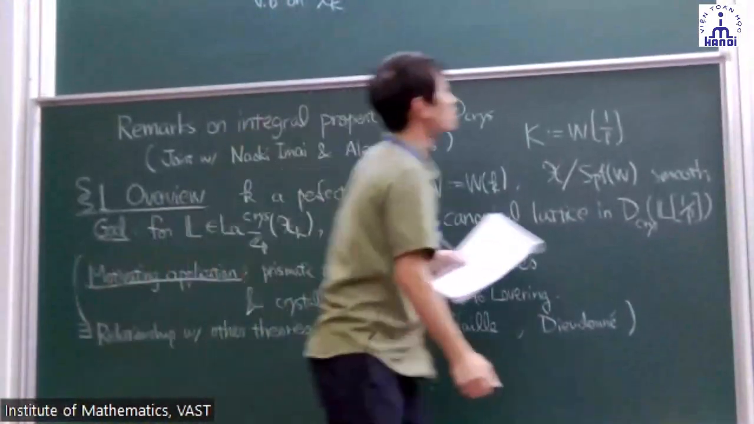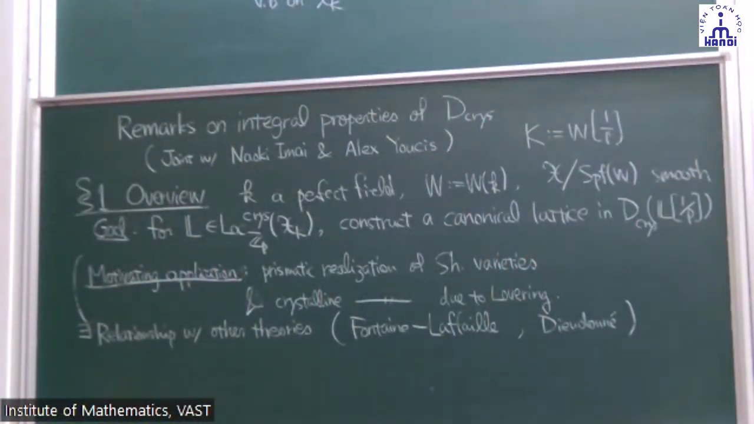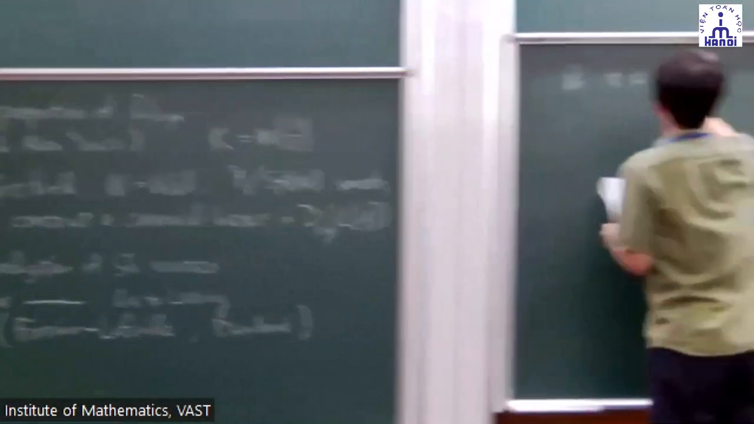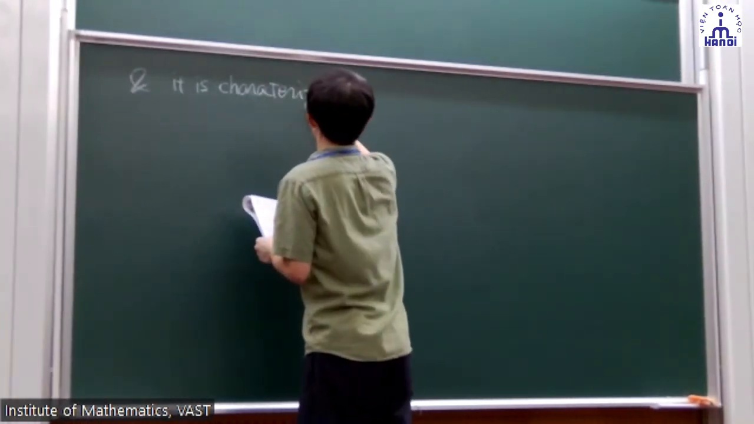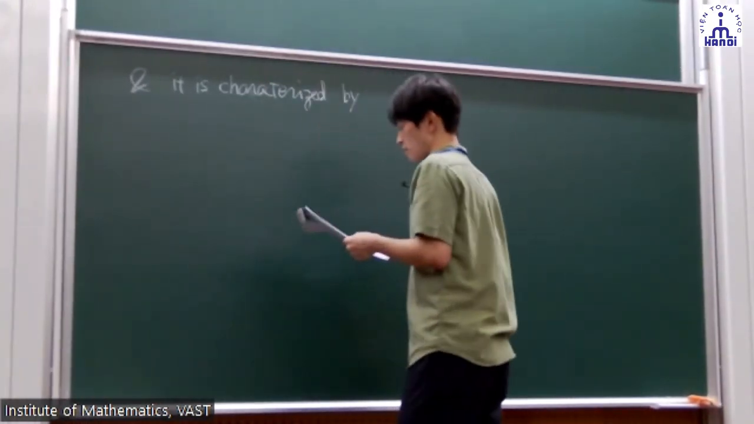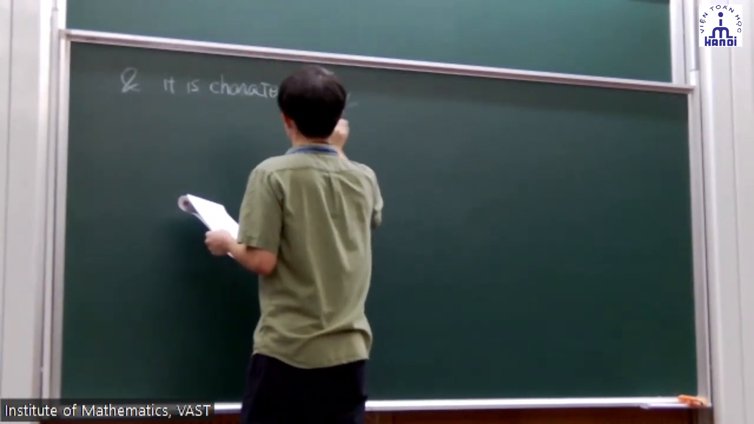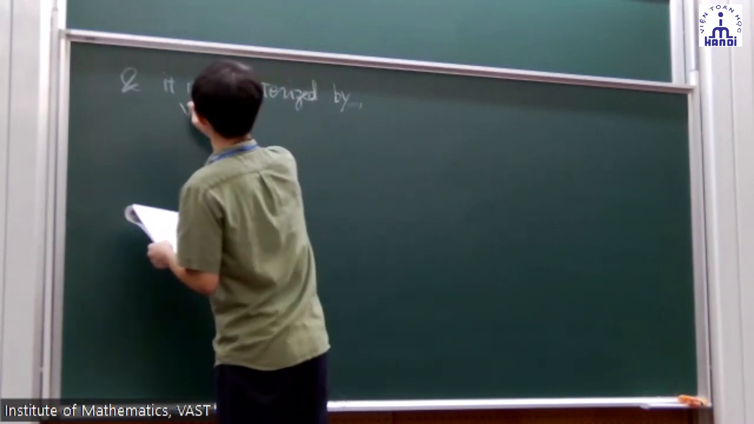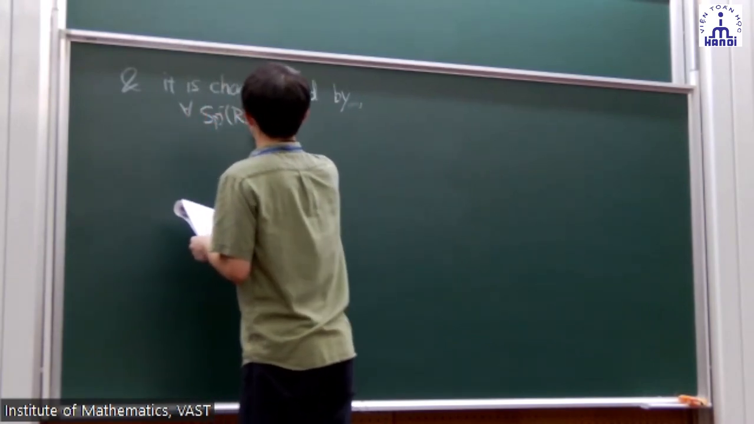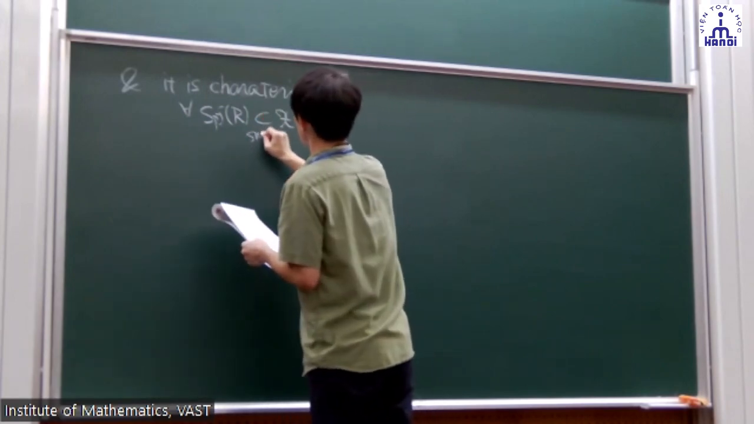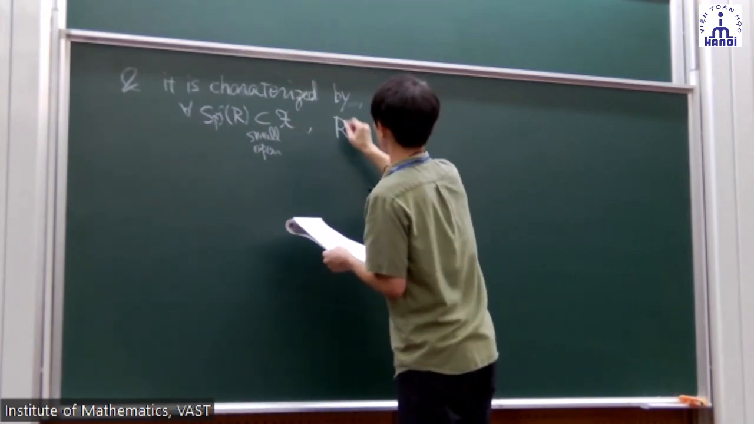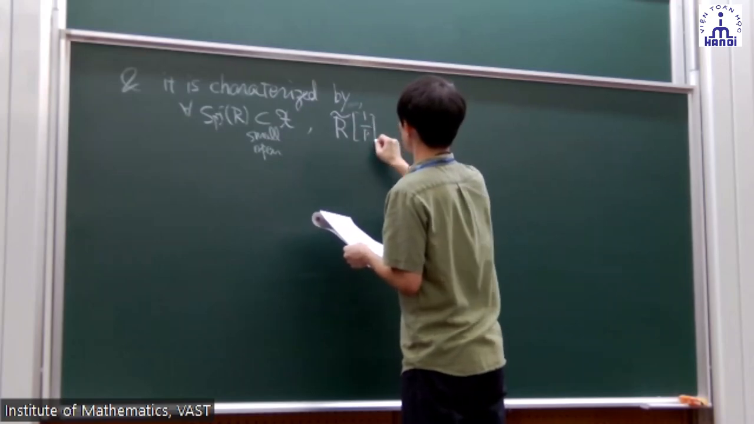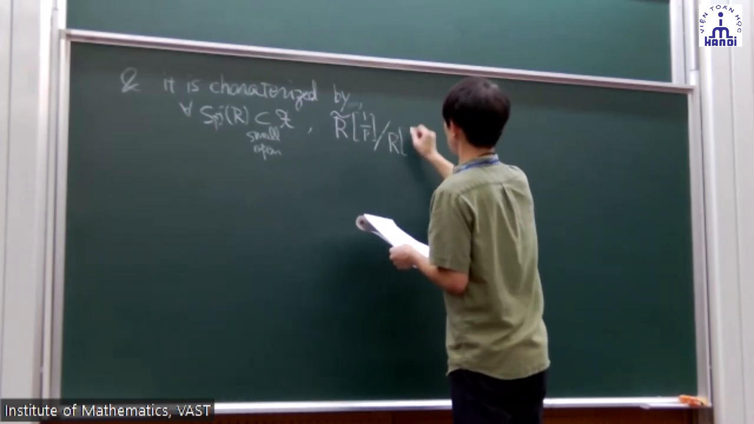And this is for Dcrys. It's characterized by the existence of the following isomorphism. So for any small affine open, we take somehow the universal cover of the generic fiber.